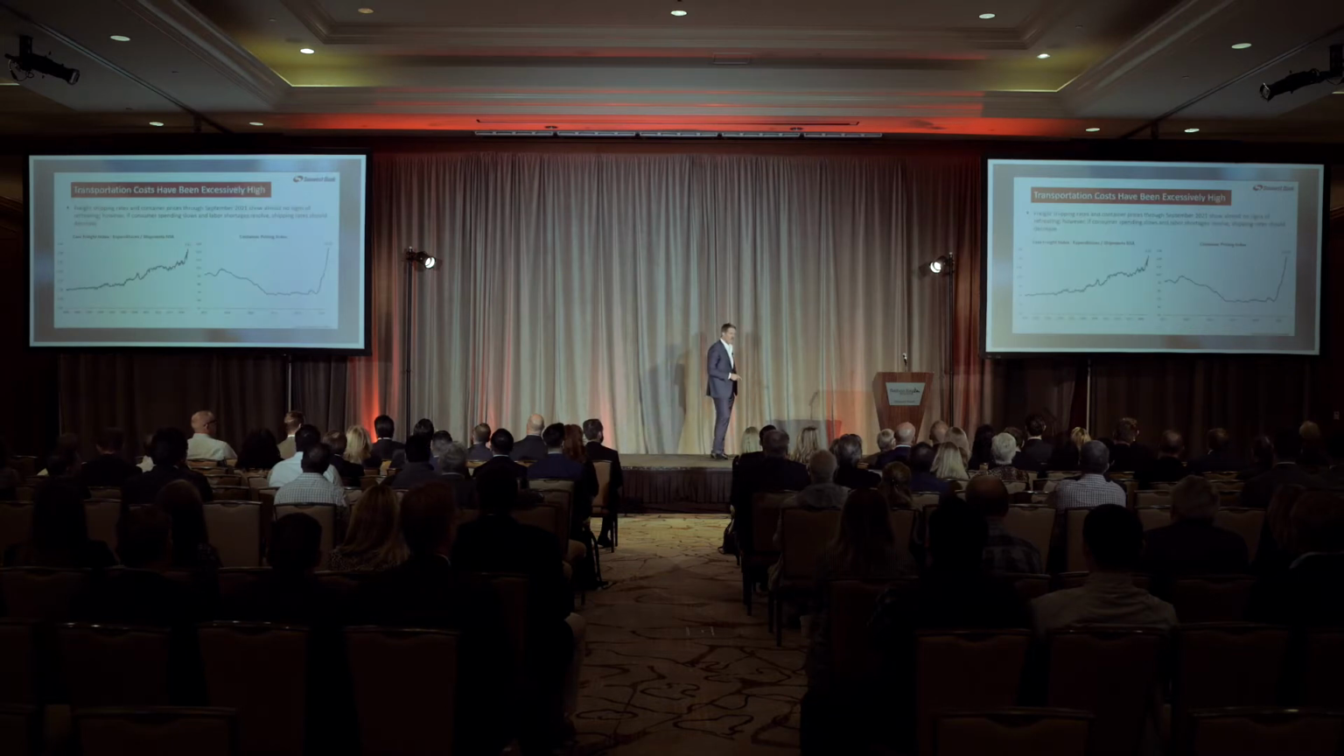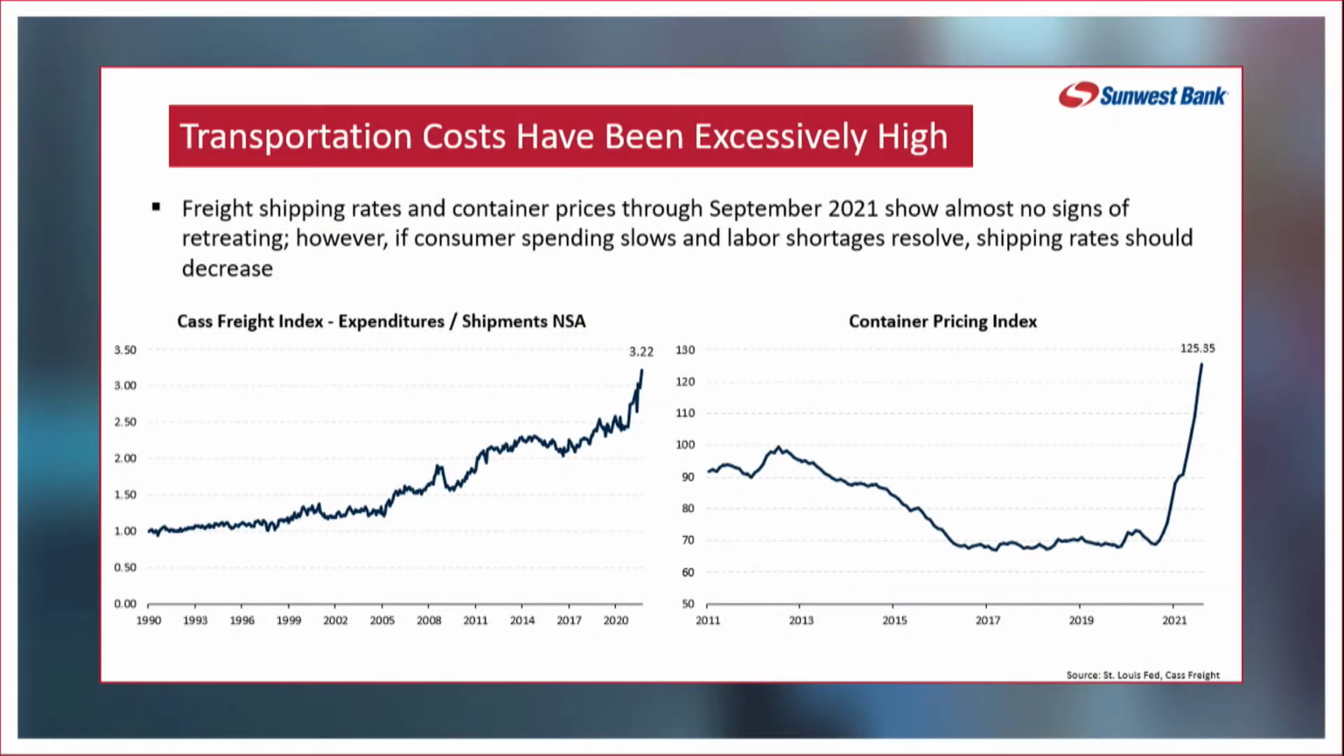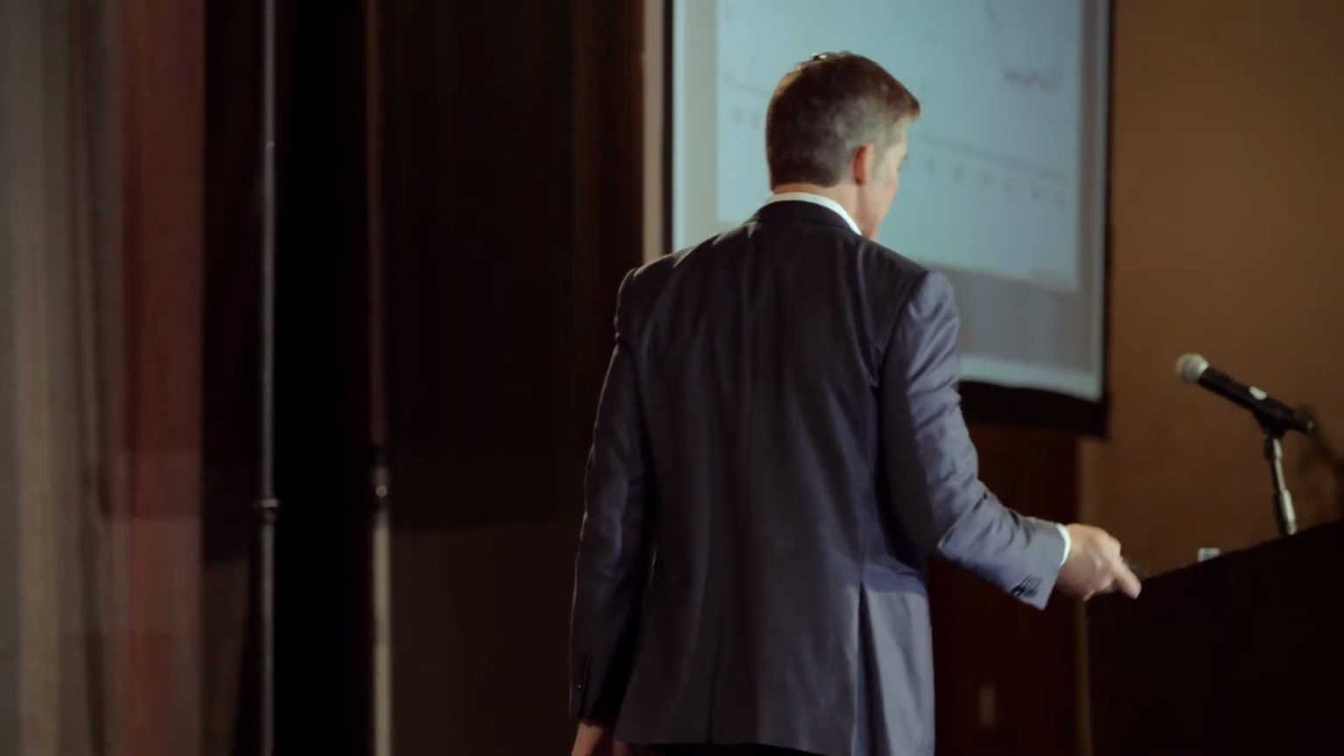Another one is transportation costs. The index on the left is the Cass Freight Index. What's the Cass Freight Index? It's a function of trucking, shipping, and rail. As you can see, the cost has just skyrocketed. And then the one on the right is container pricing. So the containers that these big ships come in have gone through the roof because everybody's trying to get their hands on containers. Now, the argument for this is once all this gets flushed through the system, the pricing for a lot of this will just drop back down.